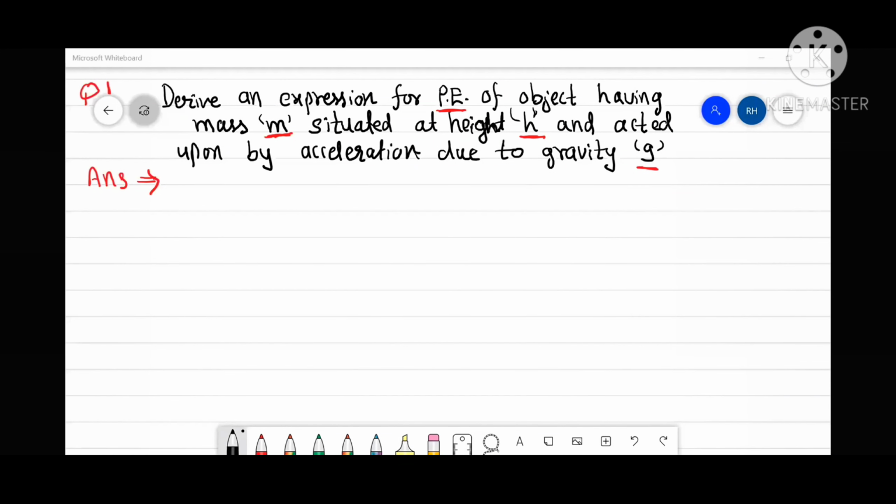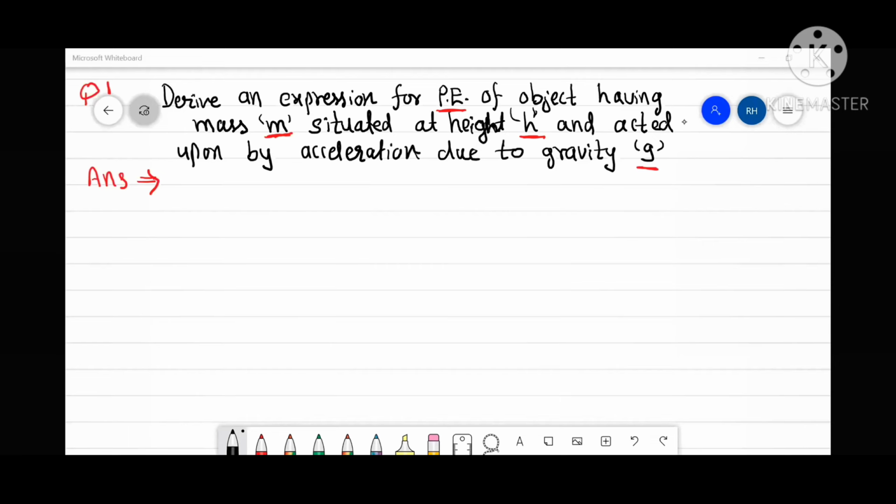First, the question is given like this. Derive an expression for the potential energy of an object having mass m situated at a height h, and this object is acted upon by acceleration due to gravity g. Like that, a descriptive type question is given to you and you have to solve the derivation of the potential energy.